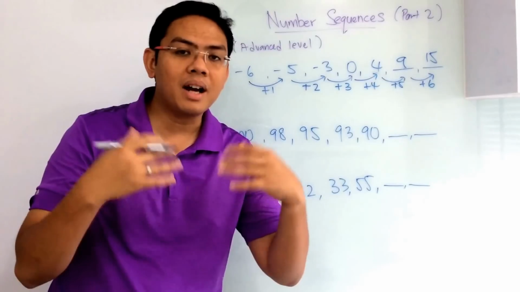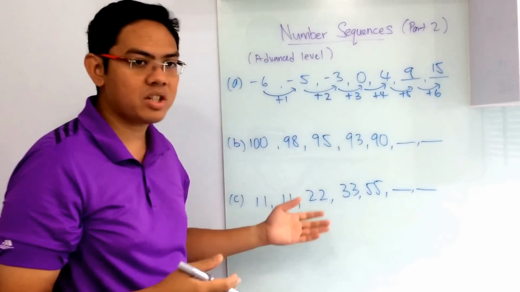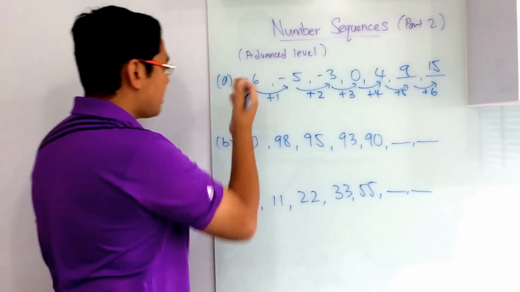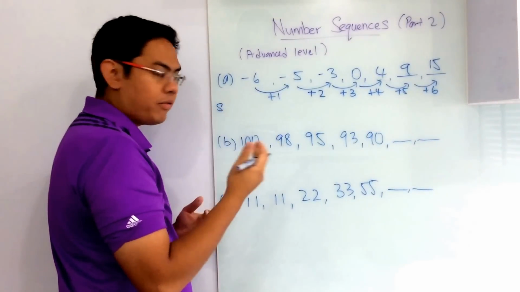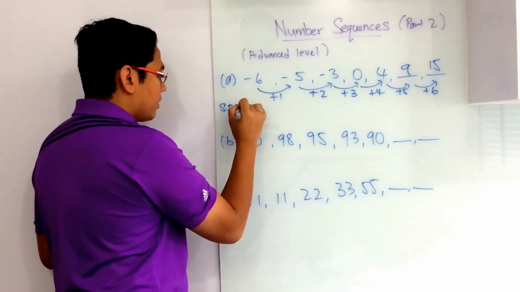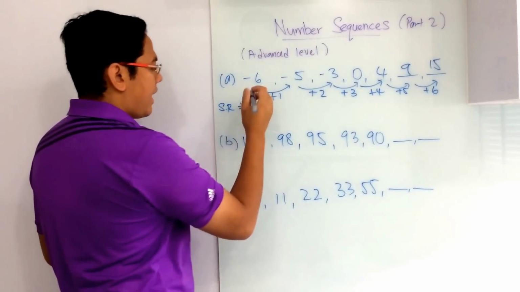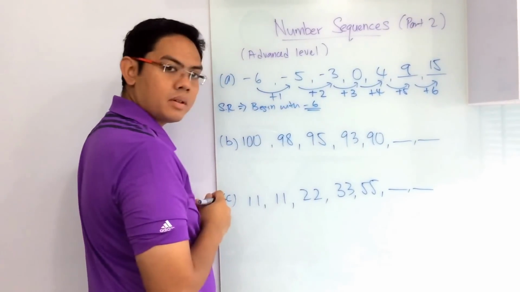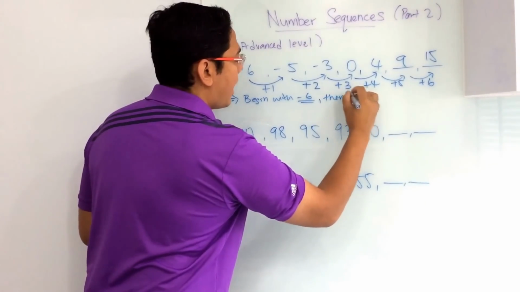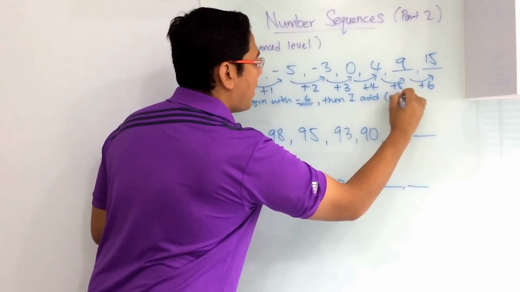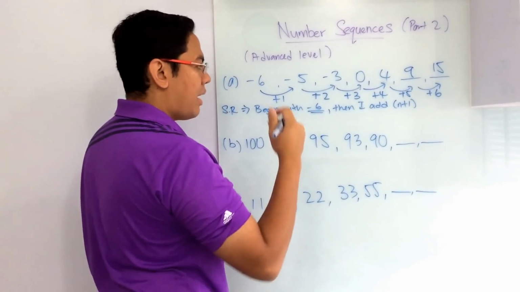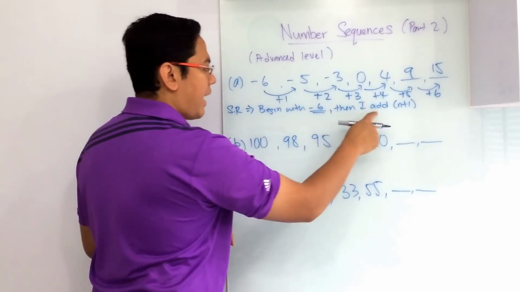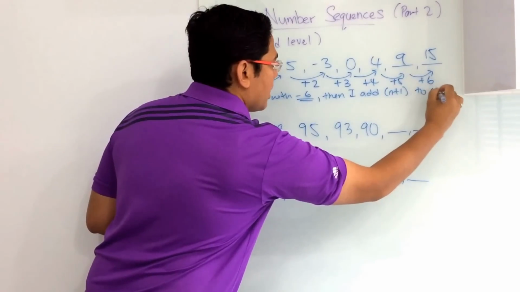Okay, so a question may be asked: Mr. Firuz, if I want to come out with a specific rule for these questions, is there one? Yes, there is. If I want to write a specific rule for part A, let me write in short form. Specific rule: begin with negative 6, then I add n plus 1 to each term. In this video, I will just elaborate a bit briefly what n plus 1 means.